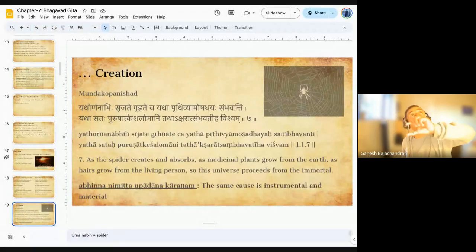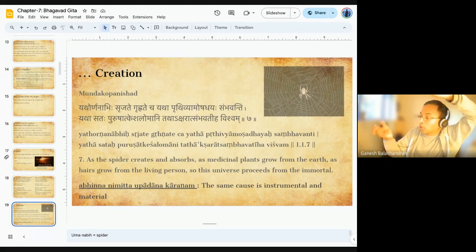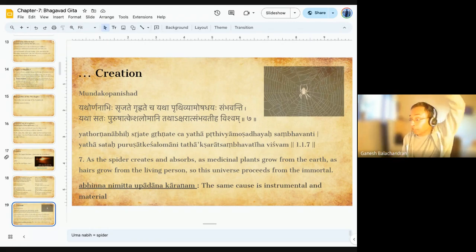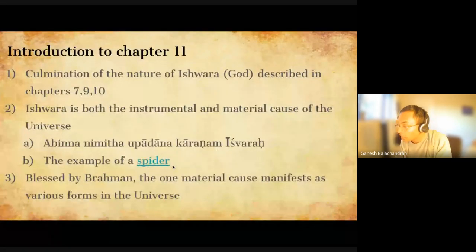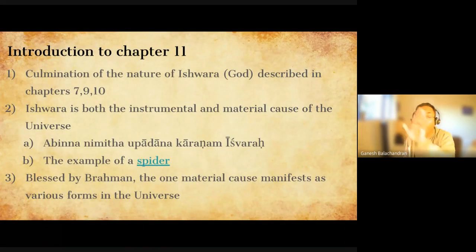When you've seen a spider go up, what does it do? It pulls the web inside. It just goes up. Like that, Bhagavan creates, Bhagavan takes it in, everything. So this is a very important example that's given in the Upanishads. Bhagavan is both the instrumental, intelligent, as well as the material cause of the entire universe.